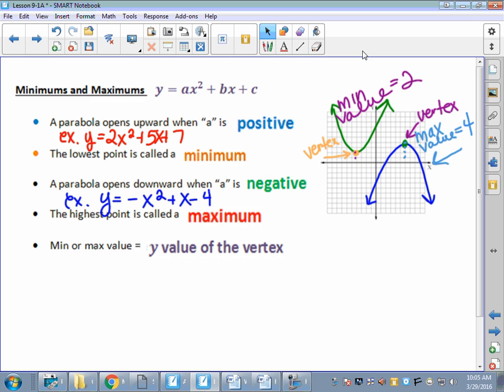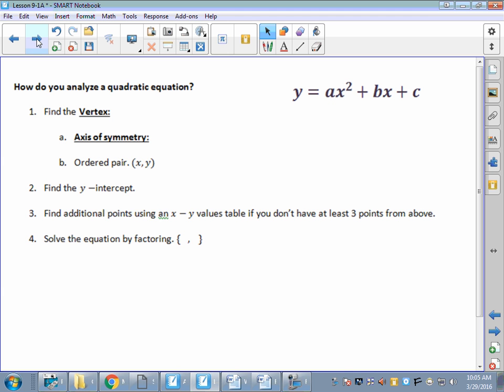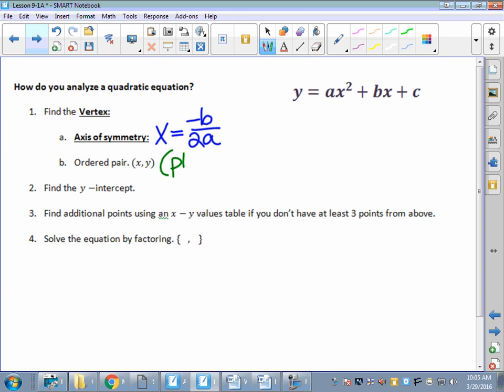All right, so there's a bunch of terminology. You're going to need to know that stuff. But let's analyze. This is how we find all of our stuff if we're actually going to graph them. So the first thing you're going to do is you're going to find the vertex. In order to find the vertex, you have to find the axis of symmetry. That formula, -b/2a, is your x value. Then, to finish the vertex and get the ordered pair, you're going to use that and find y. We'll do an example like this so that you can see.